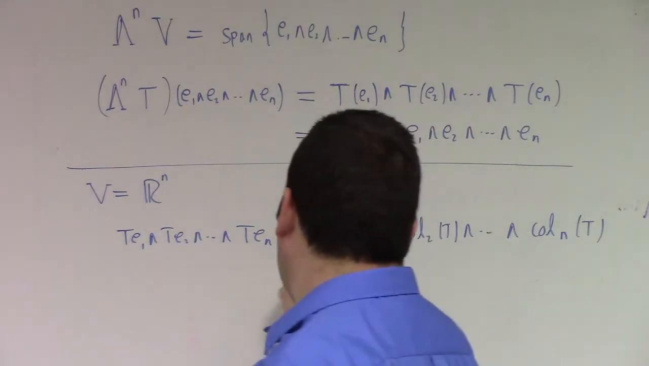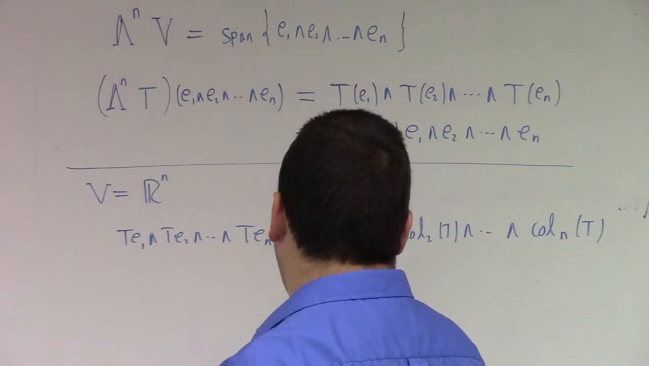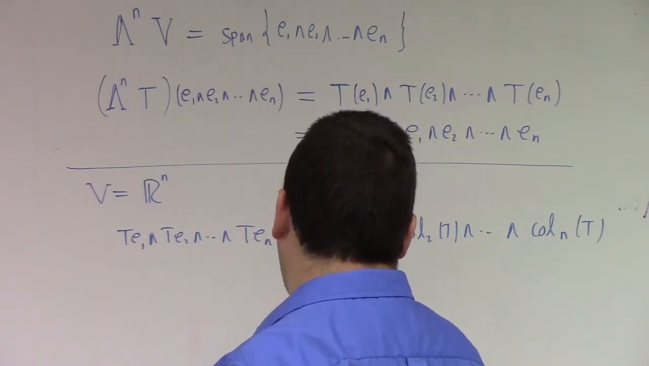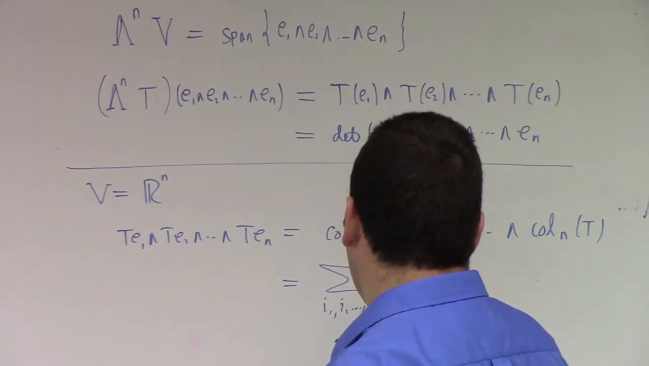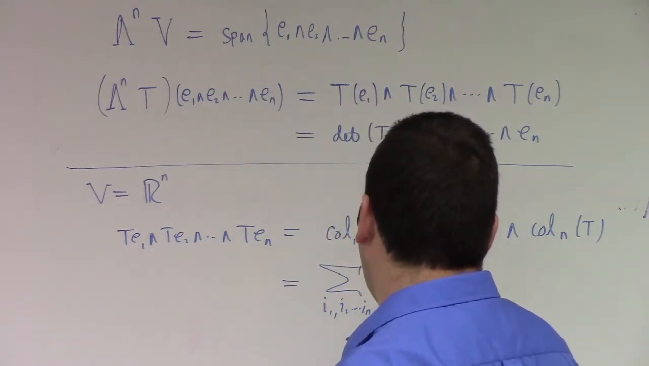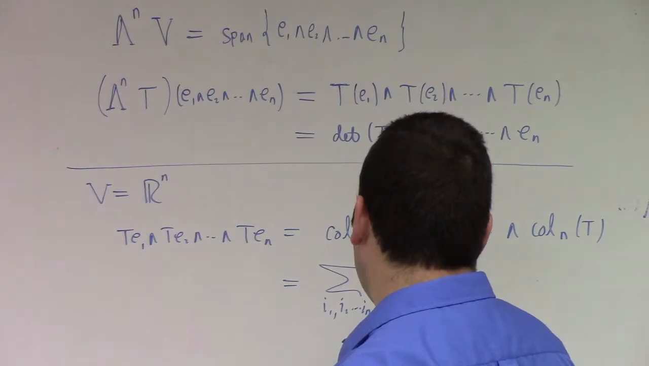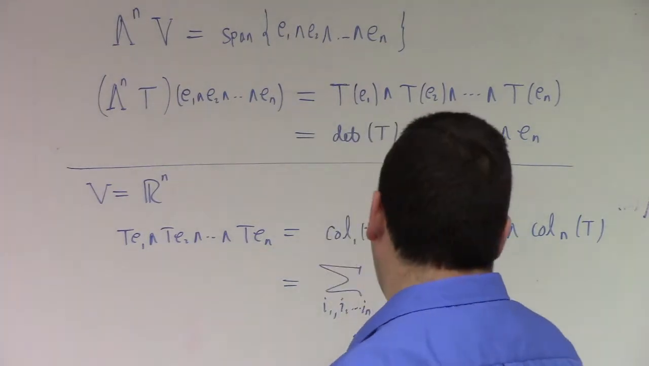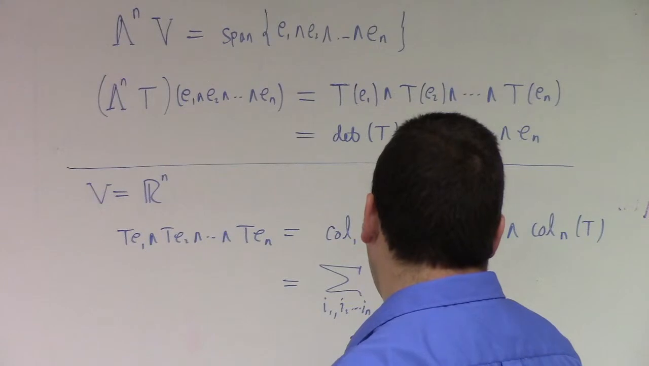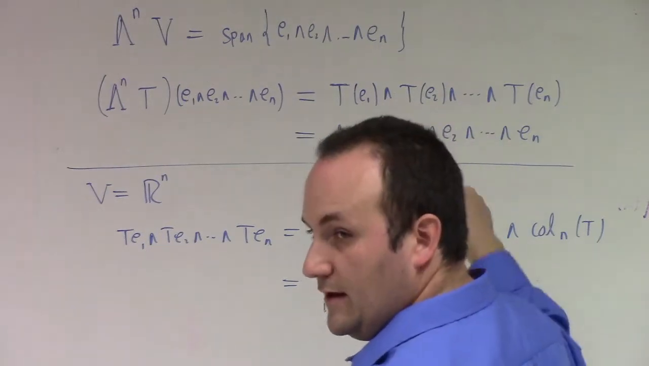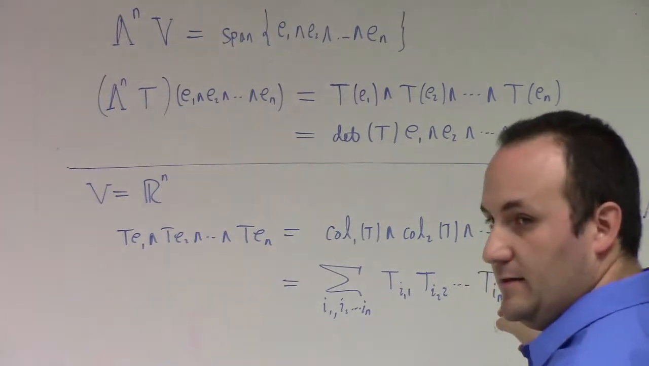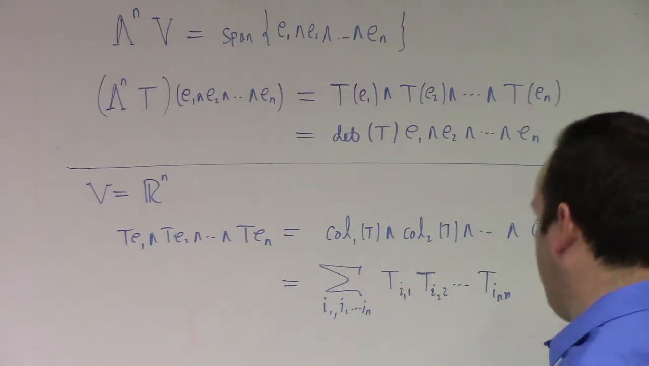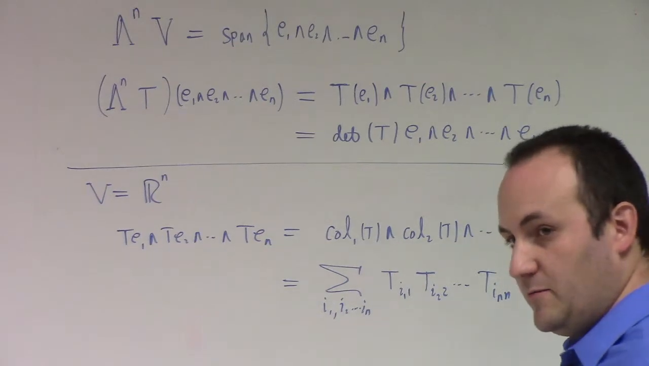And so I could rewrite that as a sum over i1, i2, ..., in of, well, what I would have would be, to get column 1, I do T i1 1. That's column 1. And then column 2 would give me T i2 2. The 2 is for the column 2. And so forth, T in n for the nth column. And then, of course, I've pulled these out using the multilinearity of the wedge product. And what I'd be left with, of course, is the T.